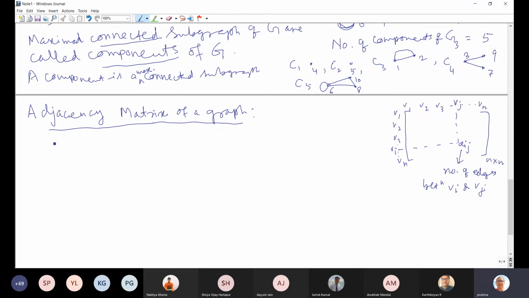So this will be the adjacency matrix of the graph. I'll write down the definition and then we'll see some examples. Let G be a graph. Here I am considering only undirected graphs, as I told you in the beginning. Let G be a graph with vertex set V(G) = {v1, v2, ..., vn}.